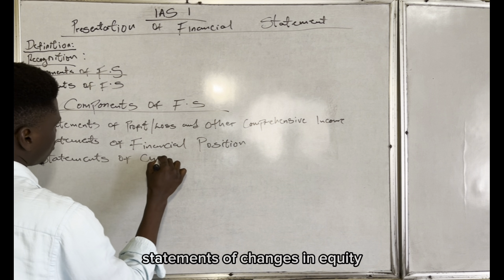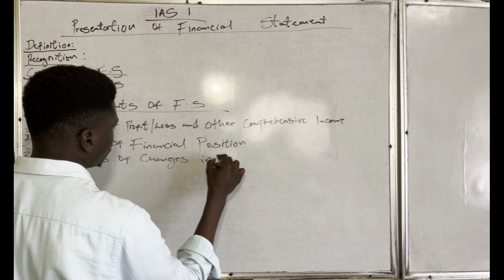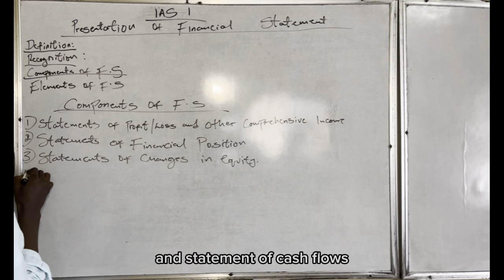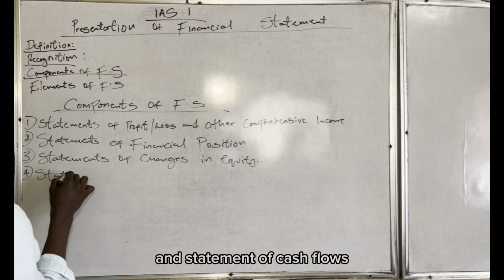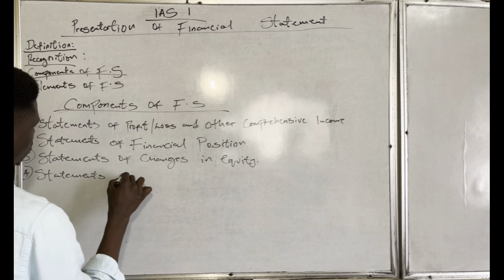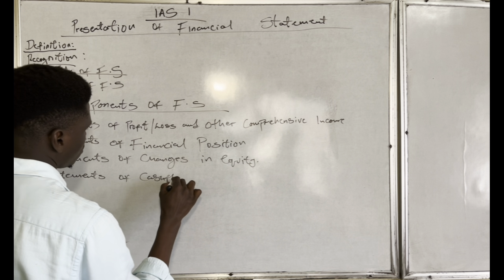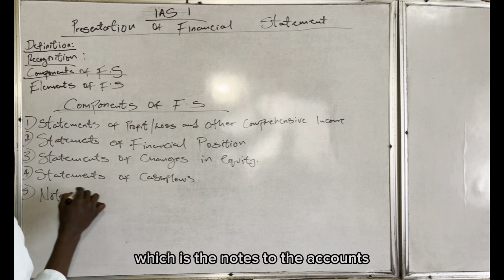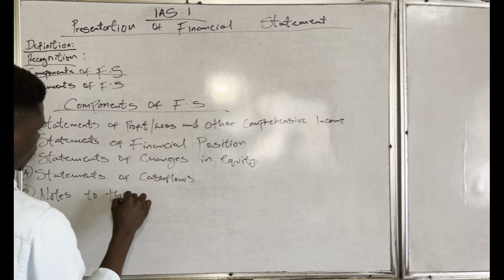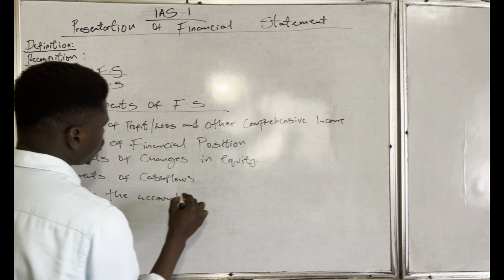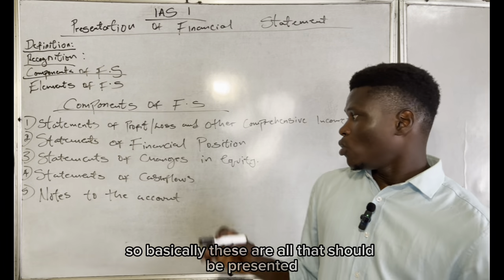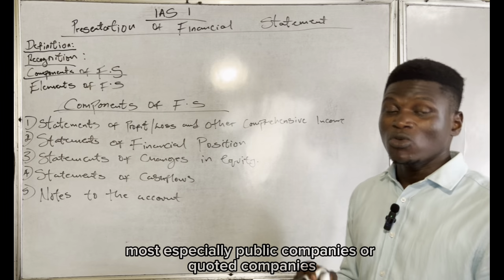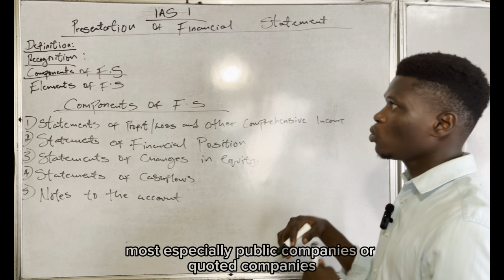Statements of changes in equity. And statements of cash flows. And then the last one, which is the notes to the account. So basically, these are all that should be presented for companies, most especially public companies or quoted companies.